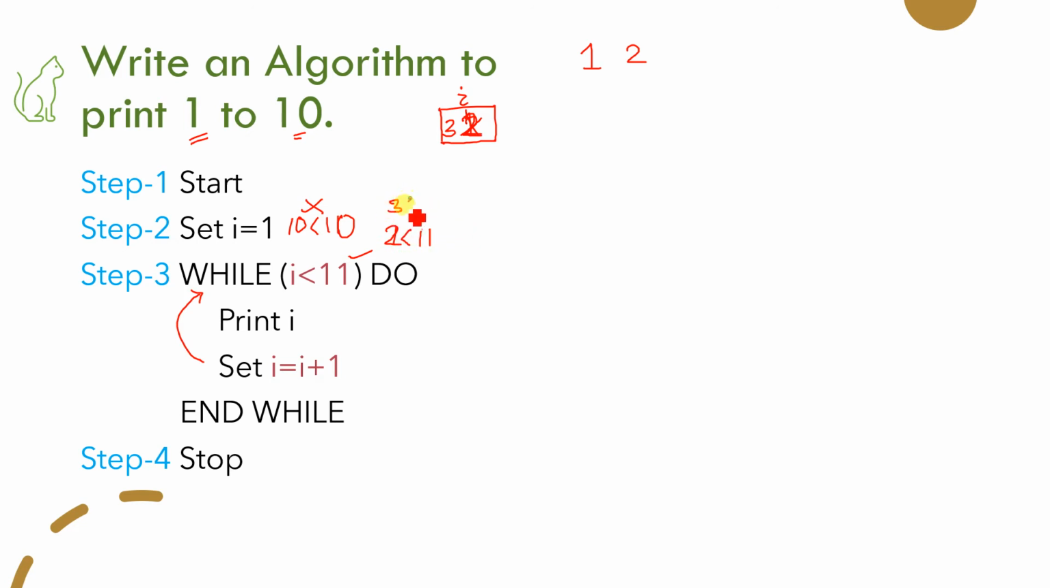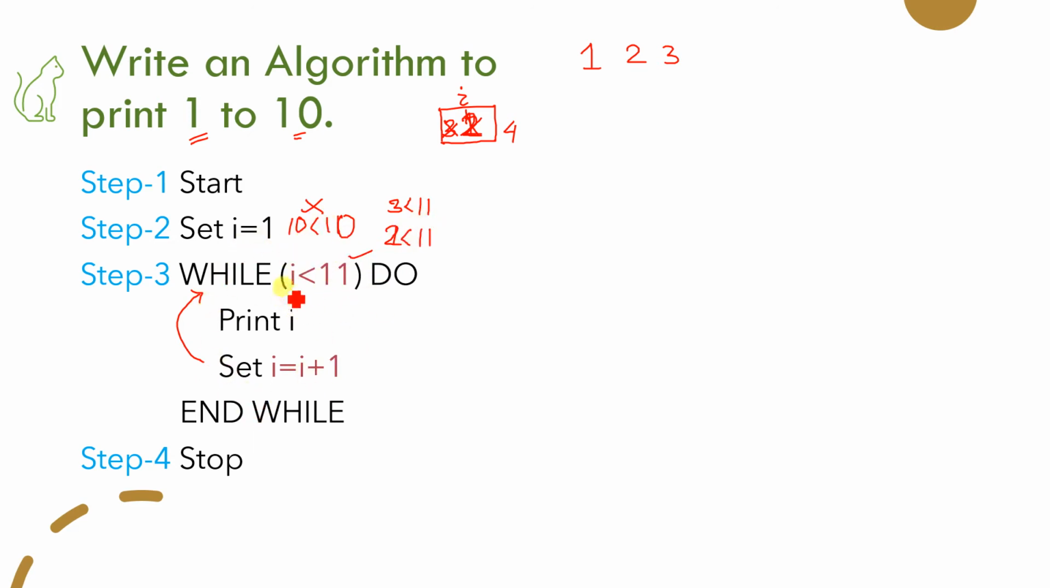So 3 is less than 11. Condition again satisfied. So print I. So 3 will get printed. After that I will increase the value of I by 1. That is now I becomes 4. So the box content of I becomes 4. And this loop will continue in a similar fashion.